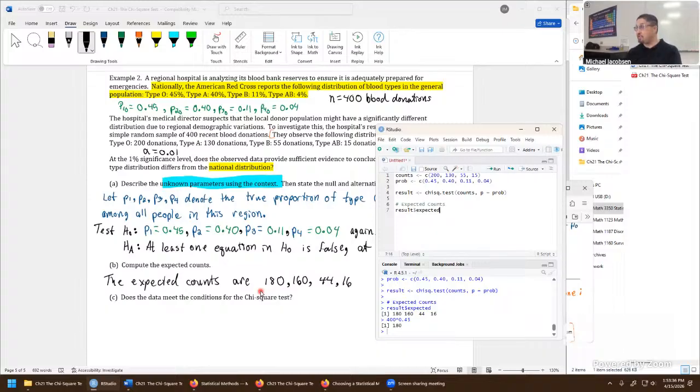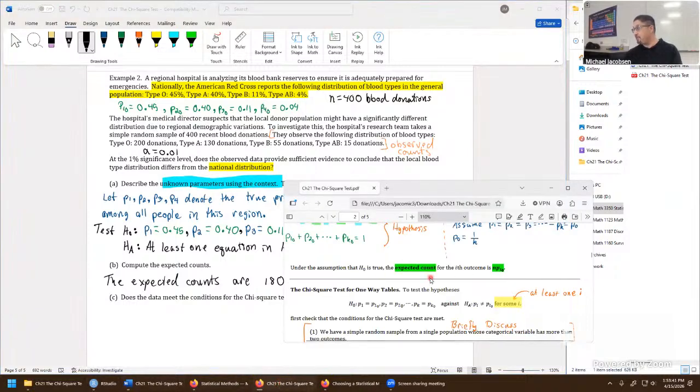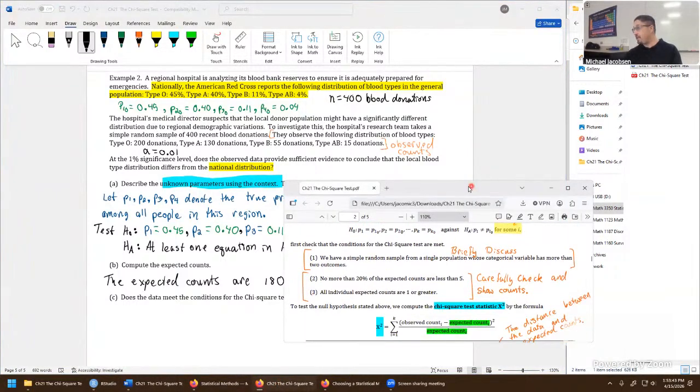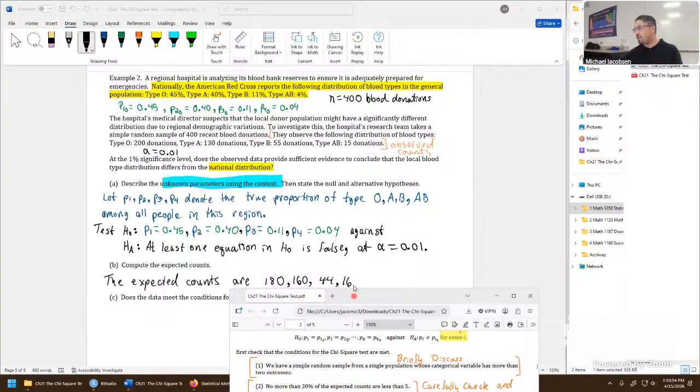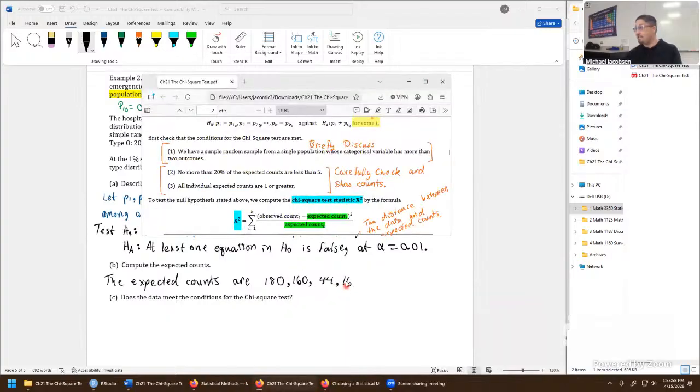Okay, well, as far as the conditions go, we are really just checking 2 things. Let's pull this up for reference. We want to double check that we have a random sample from the population of interest, and these 2 parts are telling us if our sample size is large enough. Notice our expected counts are pretty high. They're at minimum 16. So this part 2 is true. No more than 20% of the expected counts are less than 5. Absolutely true.